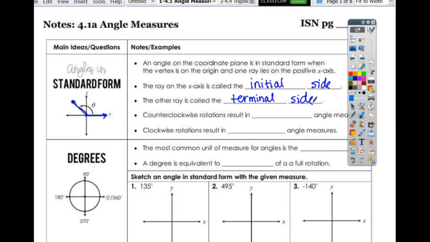Counterclockwise, or going this way, results in a positive angle. But going clockwise, going this way, results in negative. So the most common unit of measure for angles, which you spent most of your time in geometry doing, is the degree. And a full circle, one full revolution, is 360 degrees.